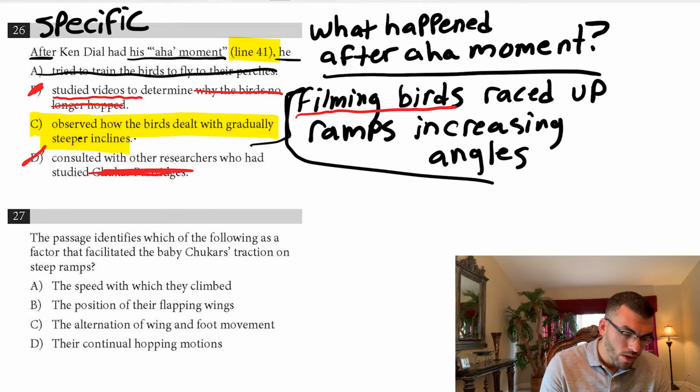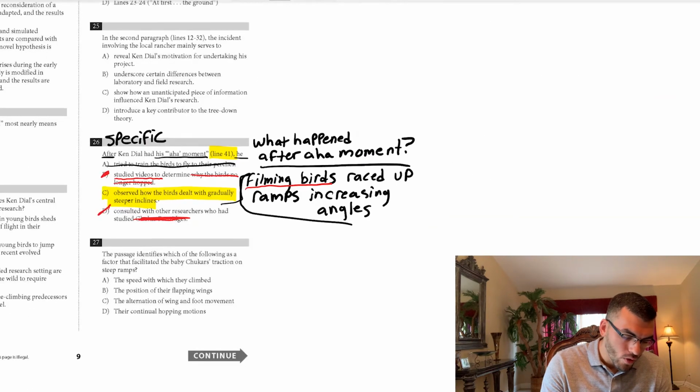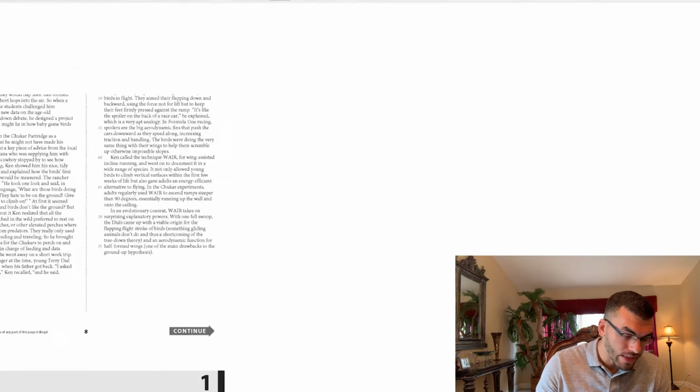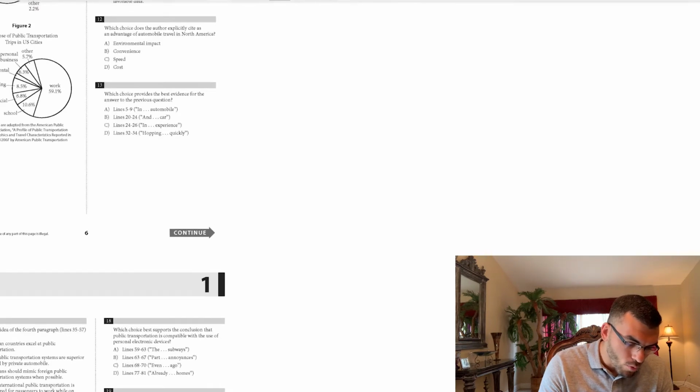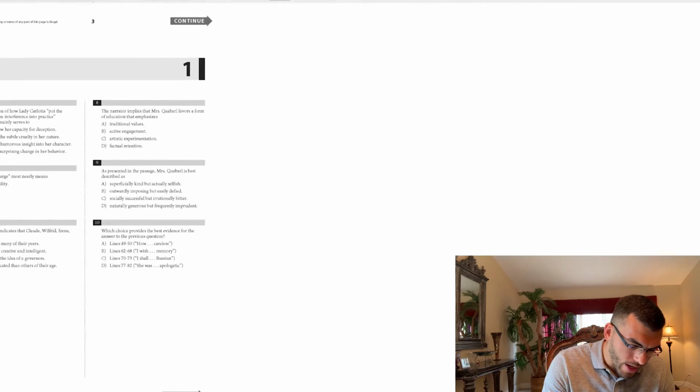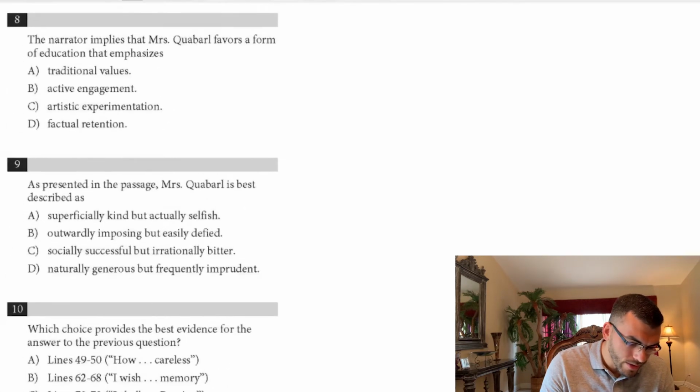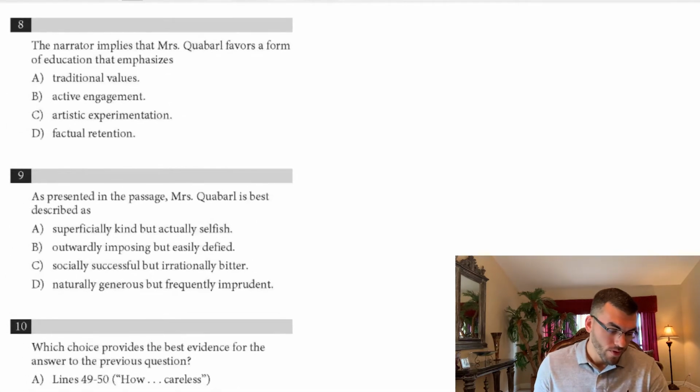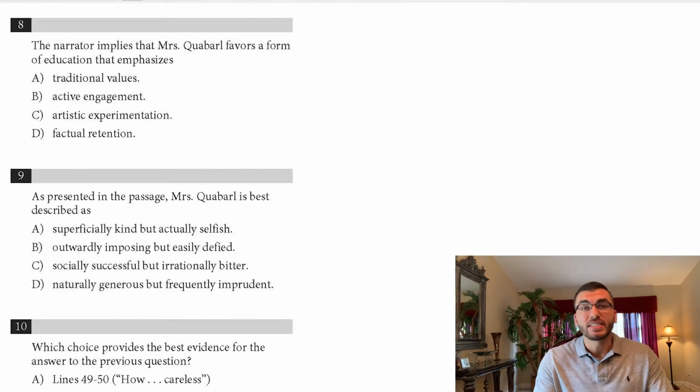Now, that's it for specific questions that have line references. But what about specific questions that don't have line references? Let's look at question number 8. So what's the first thing we do? The strategy doesn't change. What's the first thing that we've got to do? We've got to determine whether it's a specific question. What do we ask ourselves to determine if it's a specific question?